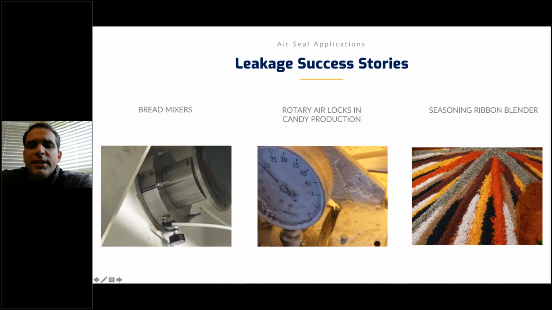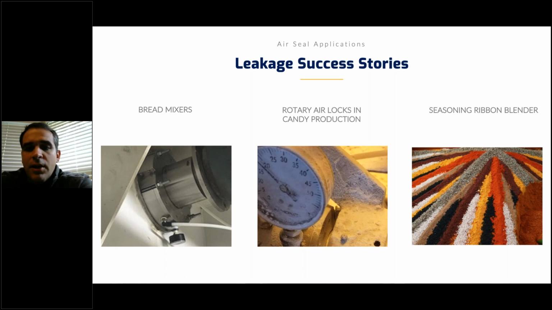So if you look at that top left-hand image, or the furthest image on the left, that is for a bread mixer, and that's an actual air seal installed there. What was happening before the air seal was there was the bread ingredients would cake up around the stuffing box, and the bacteria would form, and you'd end up with flies around it. So what the air seal did was keep them away.